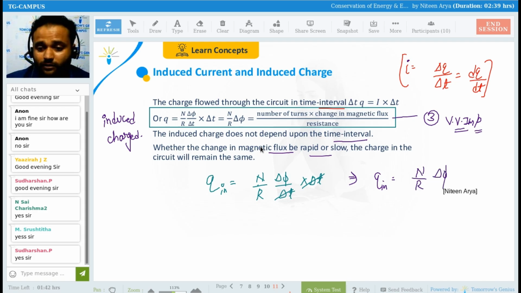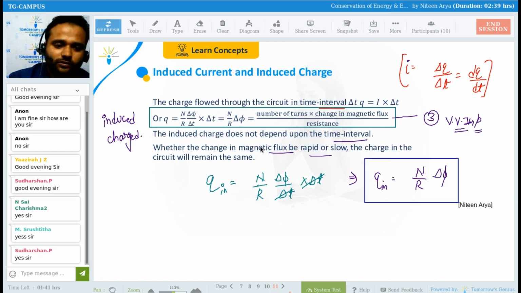So what it becomes: Q induced is N by R del phi, and if I put N equals 1, it is del phi by R. Now from this formula number 4, you can see that the charge induced is directly proportional to the change of magnetic flux only and only. It doesn't require the time. Clear? The more the magnetic flux changes within the time period, the more charge is induced, and the more charge induced, the more current is going to be.